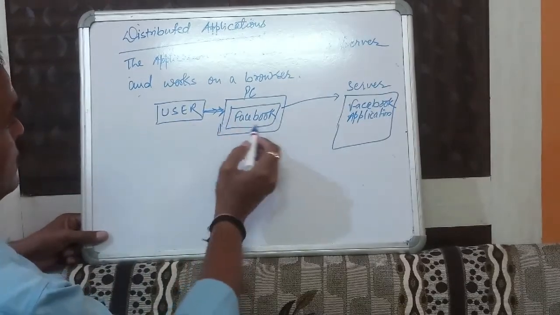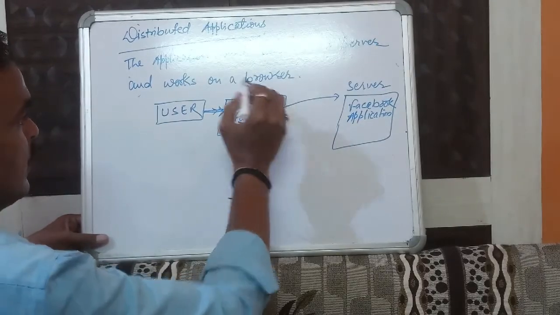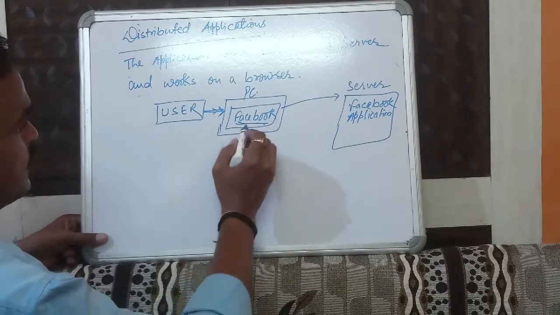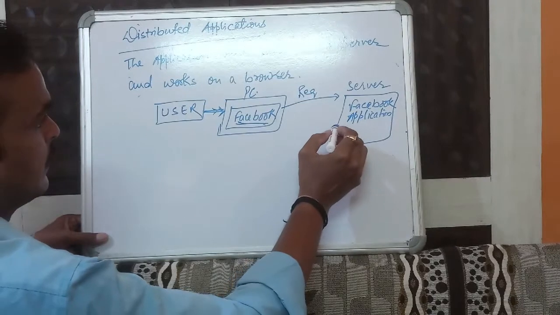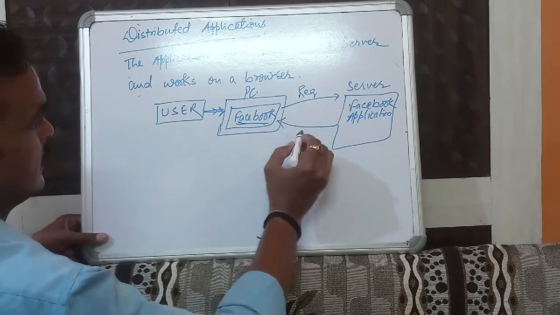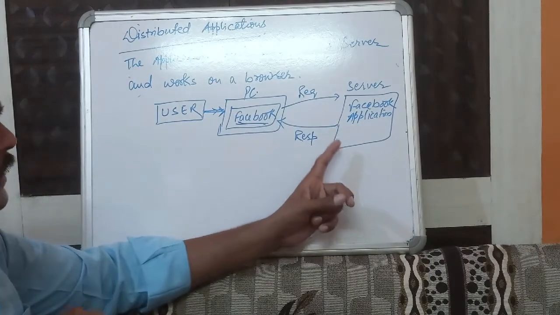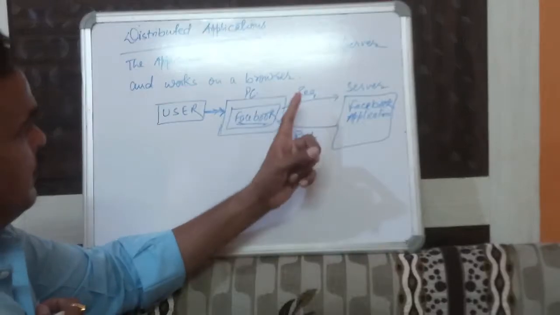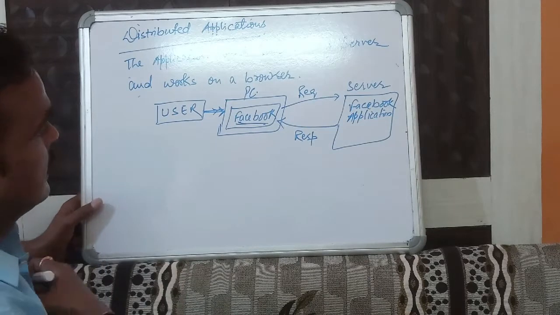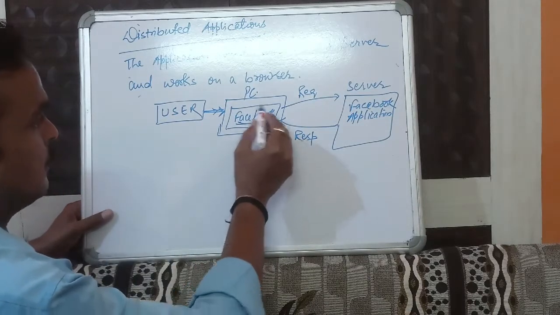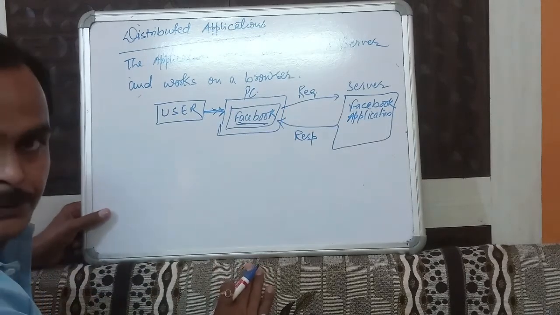And so to use Facebook on a single standalone machine, first the user has to make a request to the server, and the server again makes a response, and the server will provide the result of that request to the user. So after that, the user will be able to see the Facebook page on his own personal computer.